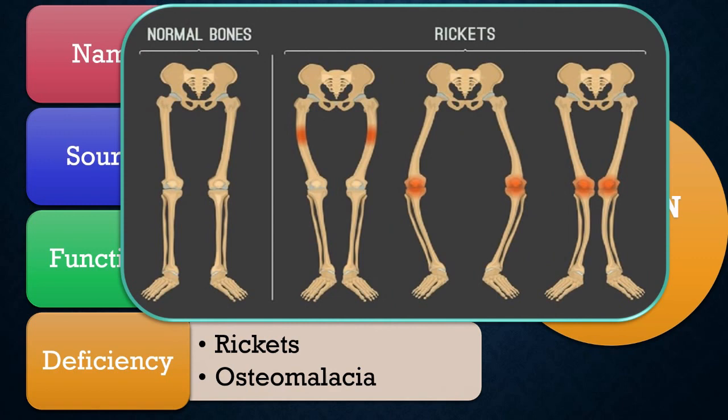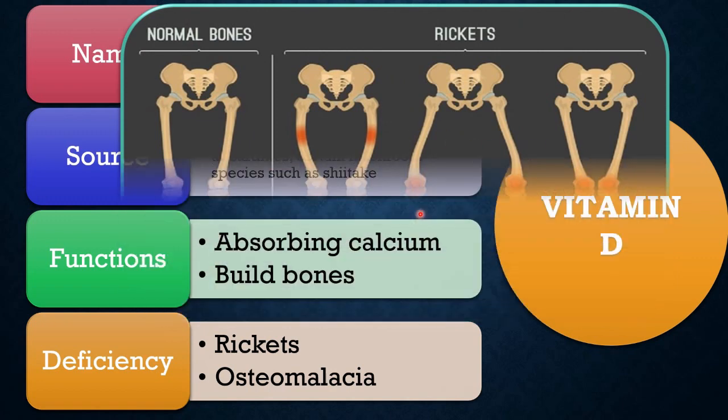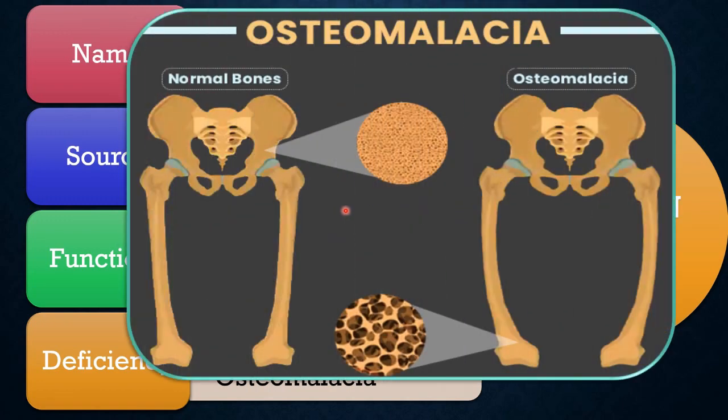Rickets, you can see the bone gets weaker and there is a change in the shape of bones. This condition is called rickets. Osteomalacia is the thinning of the bones. You can see the density of the bone cells in normal bones and in osteomalacia, where the bone will become more porous and prone to breakage easily. So this condition arises due to deficiency of vitamin D.